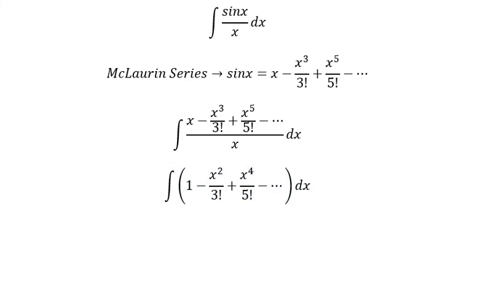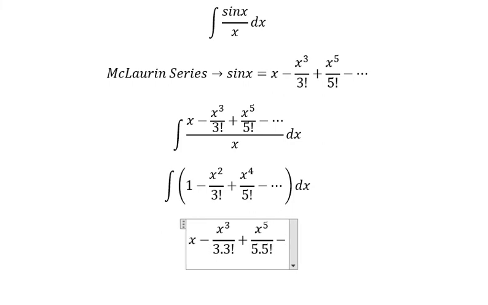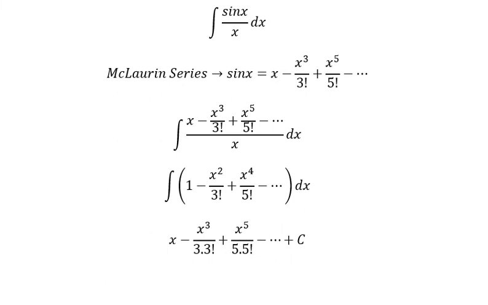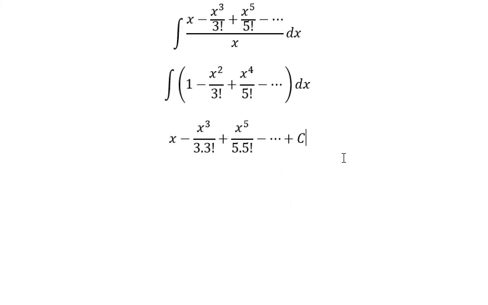So we got x minus x to the power of 3 over 3 multiplied with 3 factorial plus x to the power of 5 over 5 multiplied with 5 factorial and so on in here, plus c. So in this situation, we can get the summation.